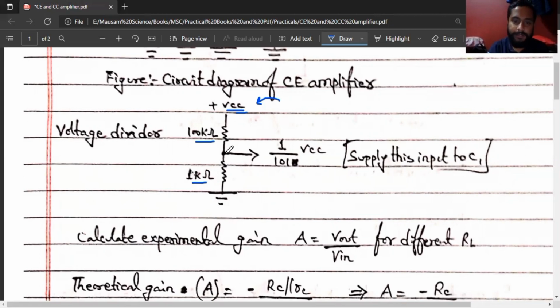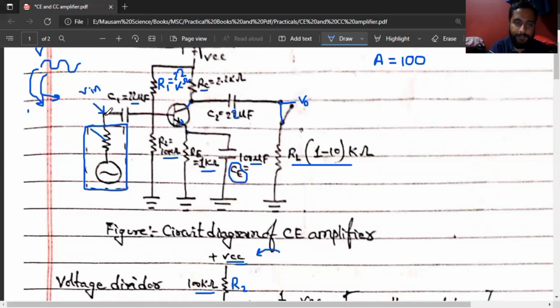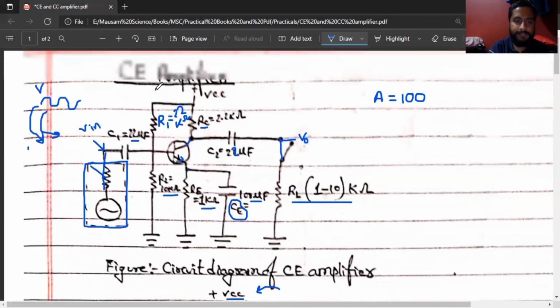This VCC will be divided into 1 by 101 VCC, because this is the voltage divider rule. We know that by the voltage divider rule, if this is R1 and this is R2, then the voltage we get in the middle is R2 divided by R1 plus R2. Okay, we'll supply this voltage over here, and the input voltage is set already.